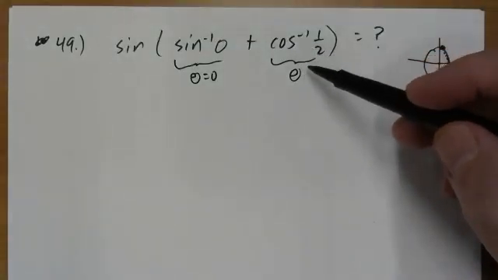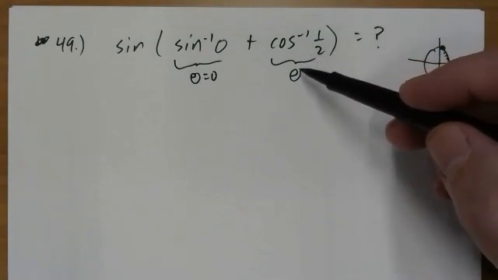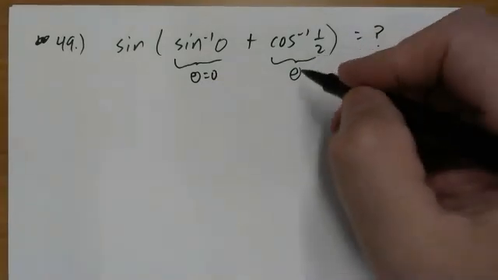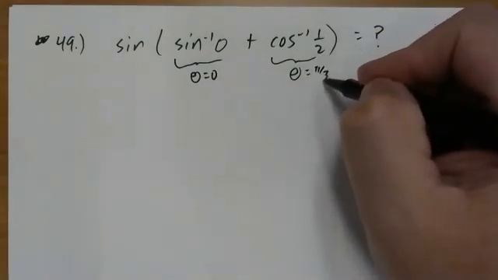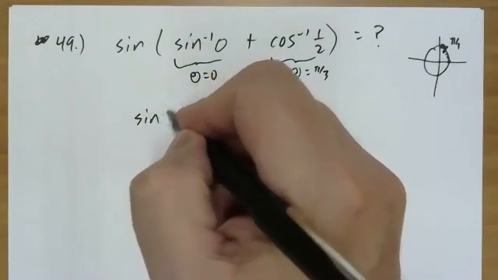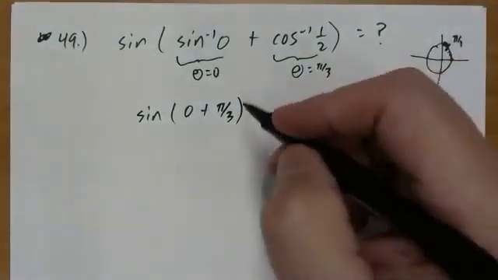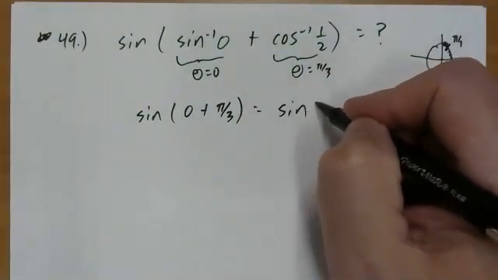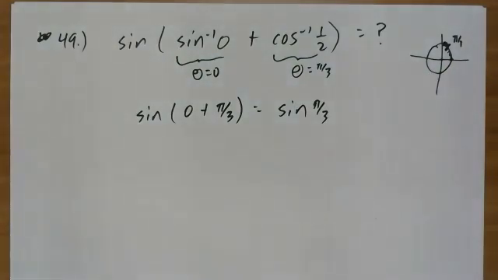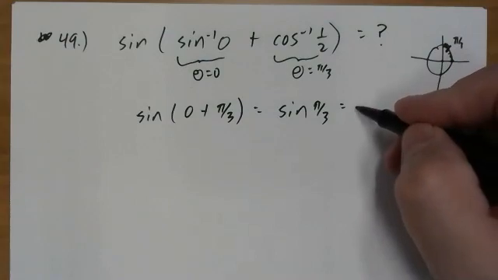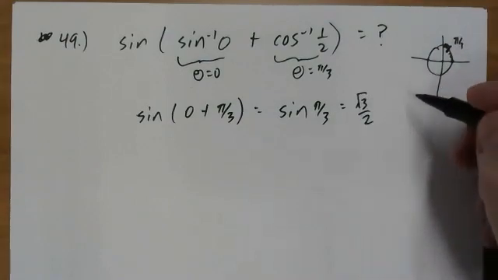Here, what's the inverse cosine? What's the angle where the cosine gives me 1/2? I can only do it for the top. Turns out it's right here, pi over 3. So this really becomes a problem of 0 plus pi over 3. So it really becomes a pretty simple problem. And what's the sine of pi over 3? Square root of 3 over 2.